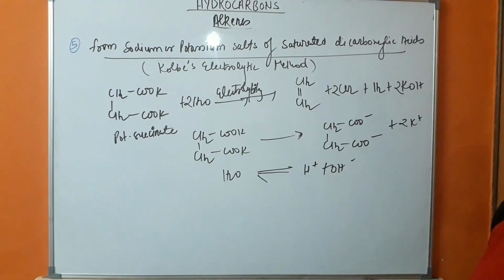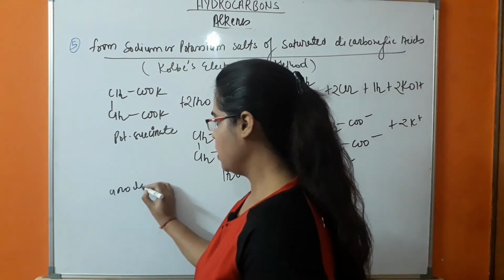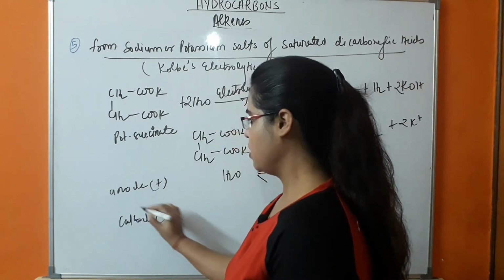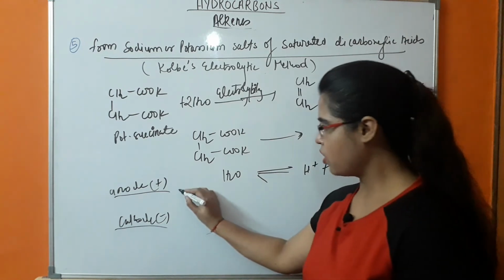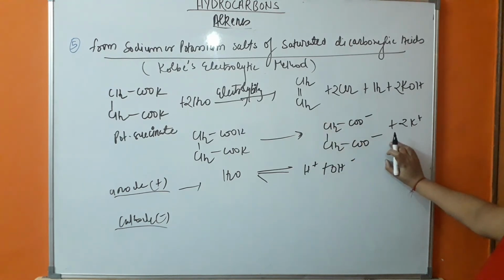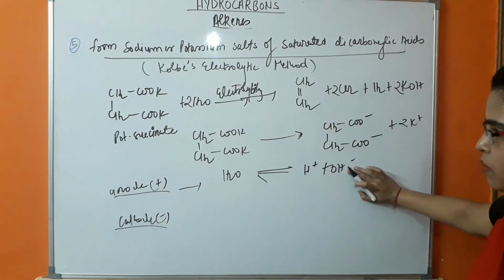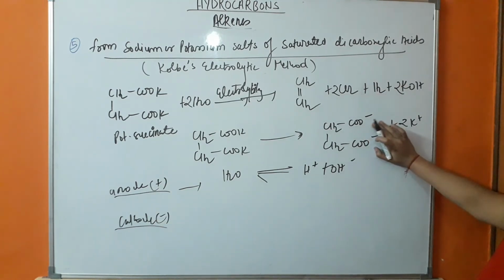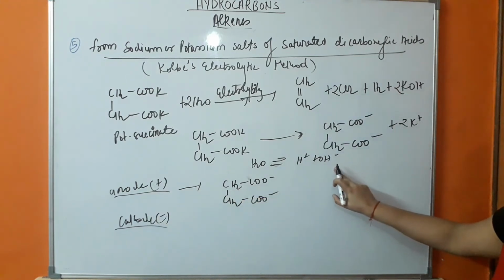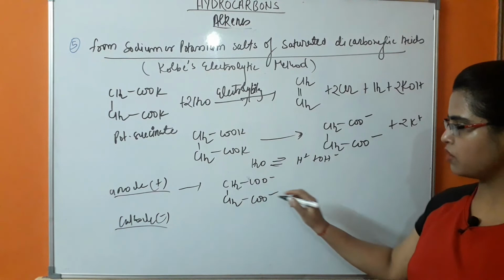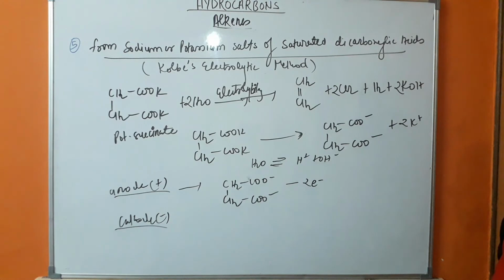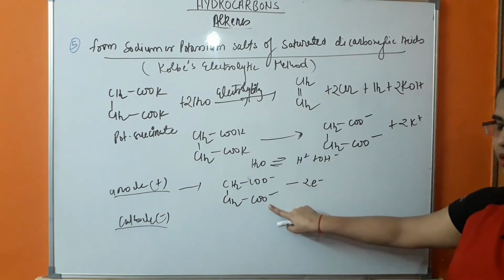So what will happen in the next step? Anode is positively charged, and cathode is negatively charged. Anode is positively charged, so this anion or OH minus could be discharged at the anode. This anion will be discharging at the anode instead of OH minus. First of all, it will donate its 2 electrons to the anode. So there will be removal of 2 electrons, one from this oxygen, one from this oxygen.